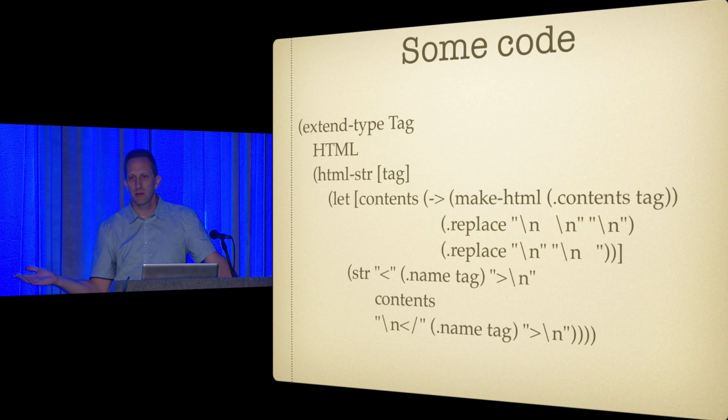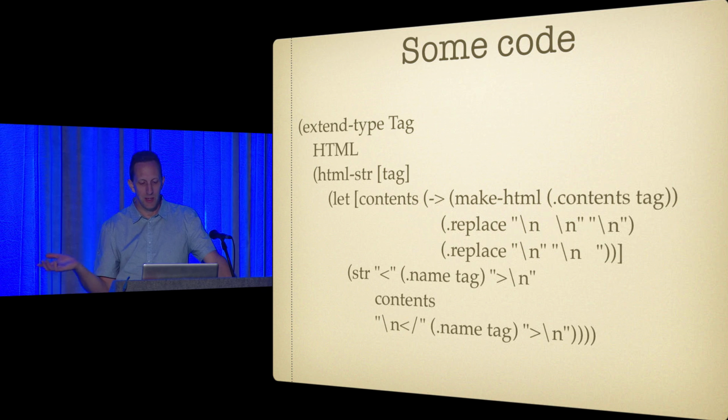So we extend the record type tag with the HTML protocol and implement the HTML string function so that it takes a tag record. And the first thing it does is make HTML out of the contents. Using the contents getter from the tag, it just gets the contents and turns that into an HTML string. And then we do a little bit of replacement to make the formatting look a little bit nicer.